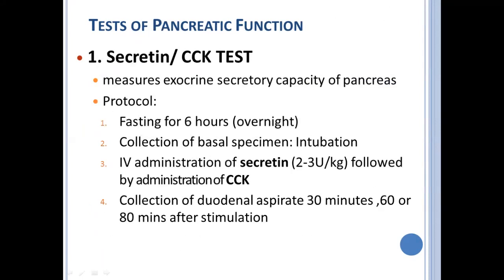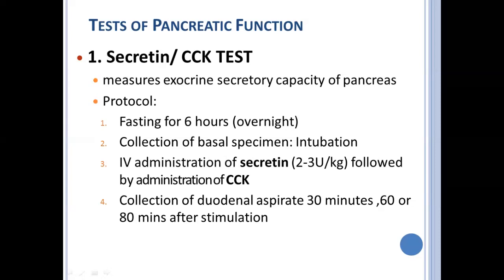And then, kukuha ng basal, meaning yung reference. Ito muna before stimulation. And then after that, magbibigay intravenously ng secretin. Yung dosage depends on the kilogram. Depends per kilogram ang bigay. So 2 to 3 units per kilogram.